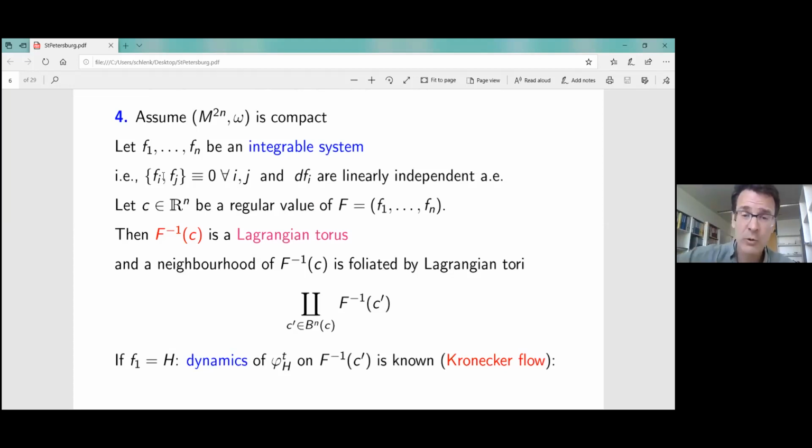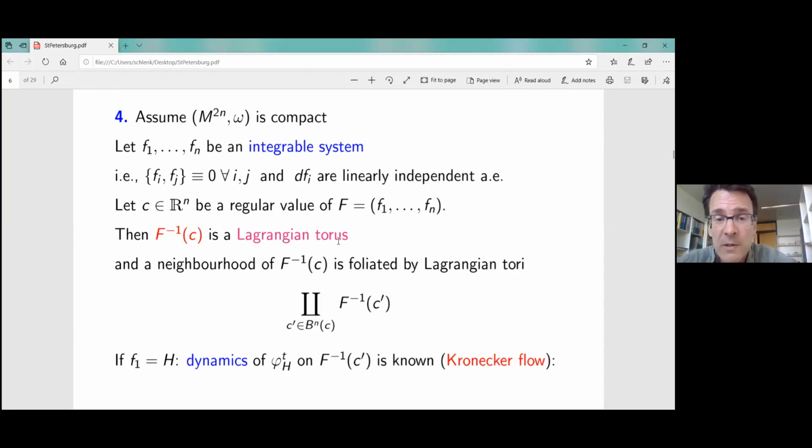And then you can reduce the system, right? And if you have really n such functions, then when you are in R^n, a regular value of this composed function, you take all the F_i, you form from it a function from the manifold to R^n. So if this value C is a regular value, then the preimage is a Lagrangian torus, which, that it is Lagrangian, follows immediately from this Poisson bracket thing.